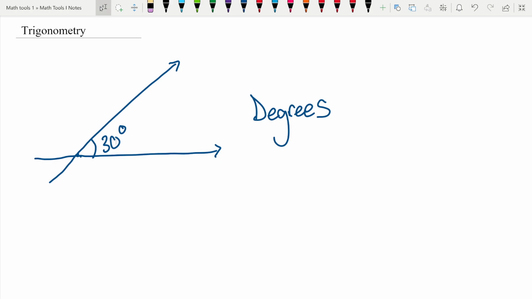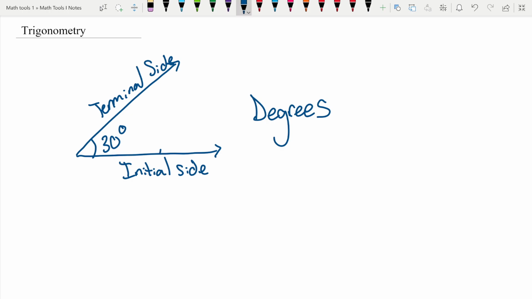We typically measure angles counterclockwise. So we would call this the initial side and this the terminal side. I'm going to get rid of these parts, and we start right here and then we open up counterclockwise. That's why this is the terminal side and this is the initial side. We can call this a vertex, another use of the word vertex.